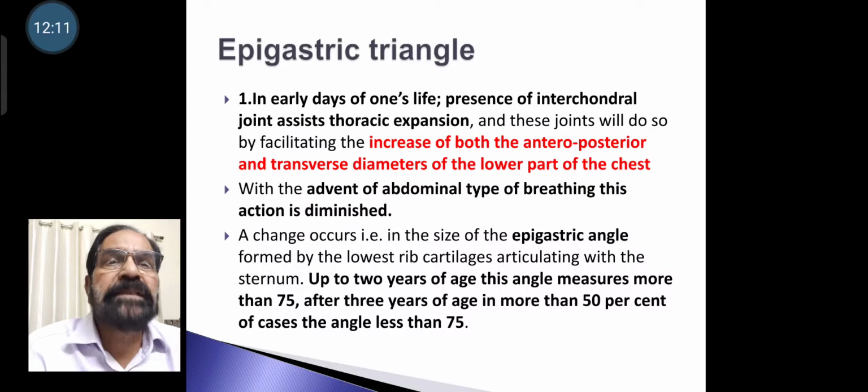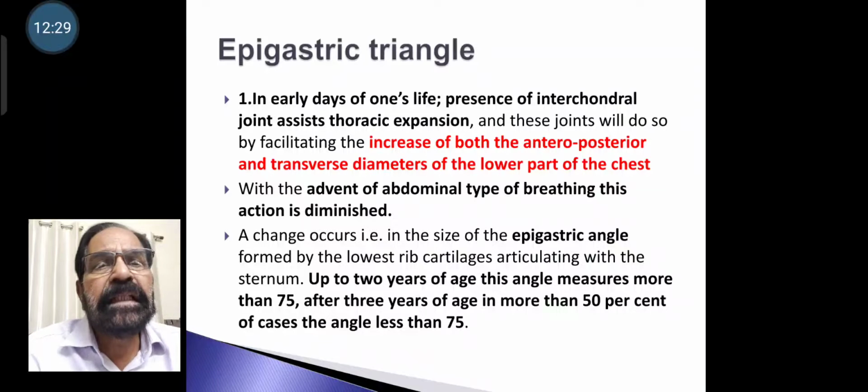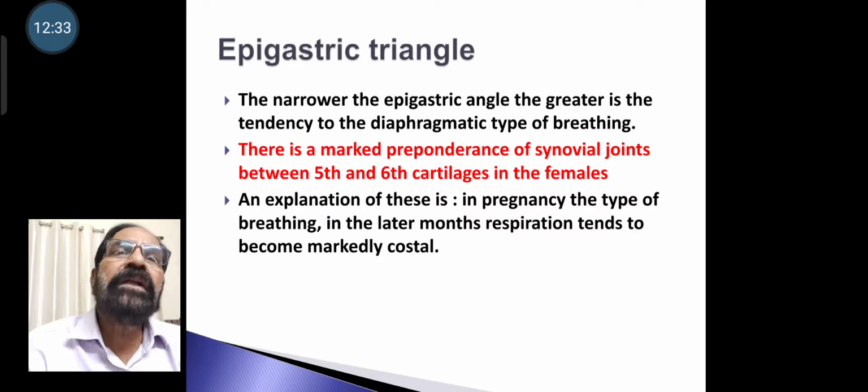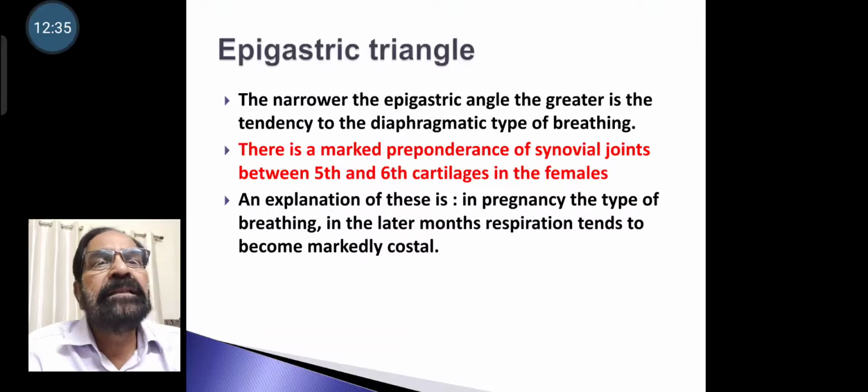A change occurs in the size of the epigastric triangle, formed by the lowest rib cartilages articulating with the sternum. Up to 2 years of age, this angle measures more than 75. After 3 years of age, in more than 50% of the cases, the angle is less than 75. The narrower the epigastric angle, the greater is the tendency to the diaphragmatic type of breathing.